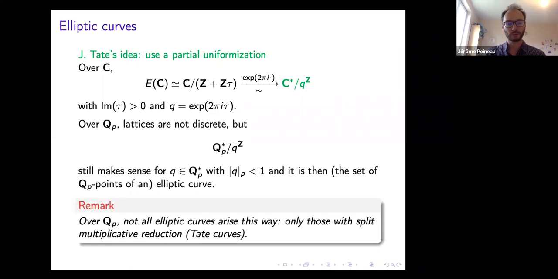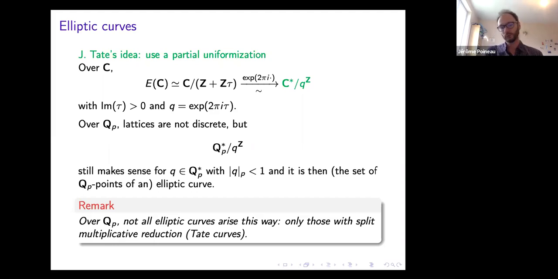Okay. Of course, I should point out that there is some important difference between the p-adic case and the complex case. Over Q_p, not all elliptic curves arise as such a quotient, only those with some special bad reduction that we call Tate curves. Okay, so much for elliptic curves.